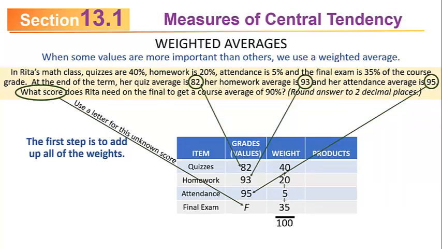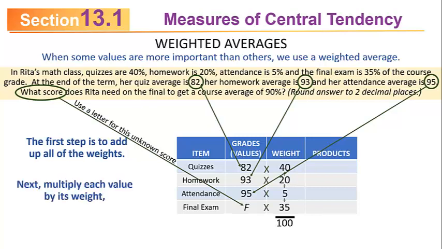We want to know what score Rita needs to make on the final to make that course average 90. So when we're listing the grades, which is the next step, put in the grades, we want to put a variable in for that unknown score. I just called it F. Rita's quiz average was 82, her homework average was 93, her attendance average was 95, and that unknown score for the final, we'll just call it F.